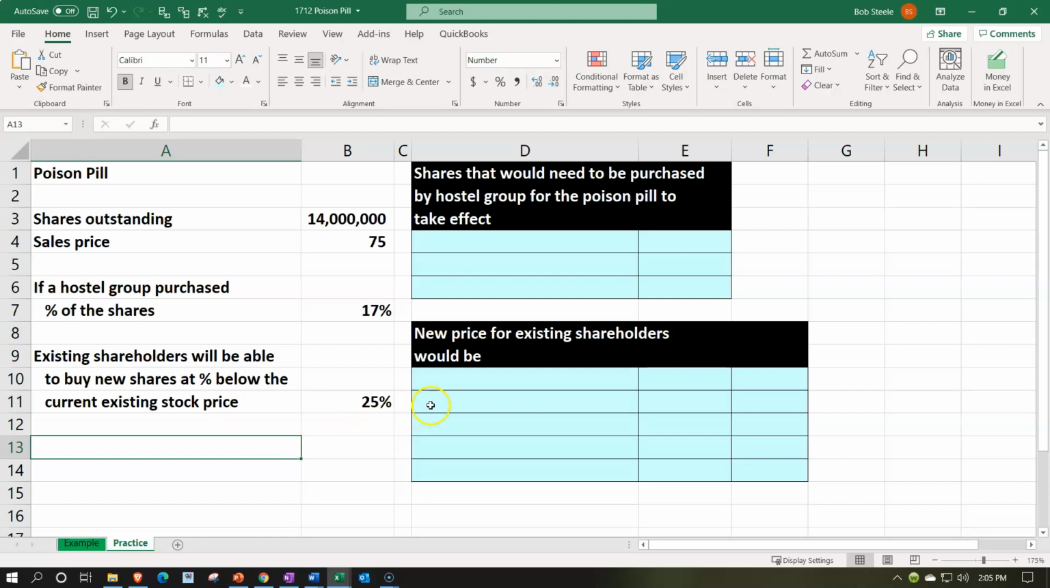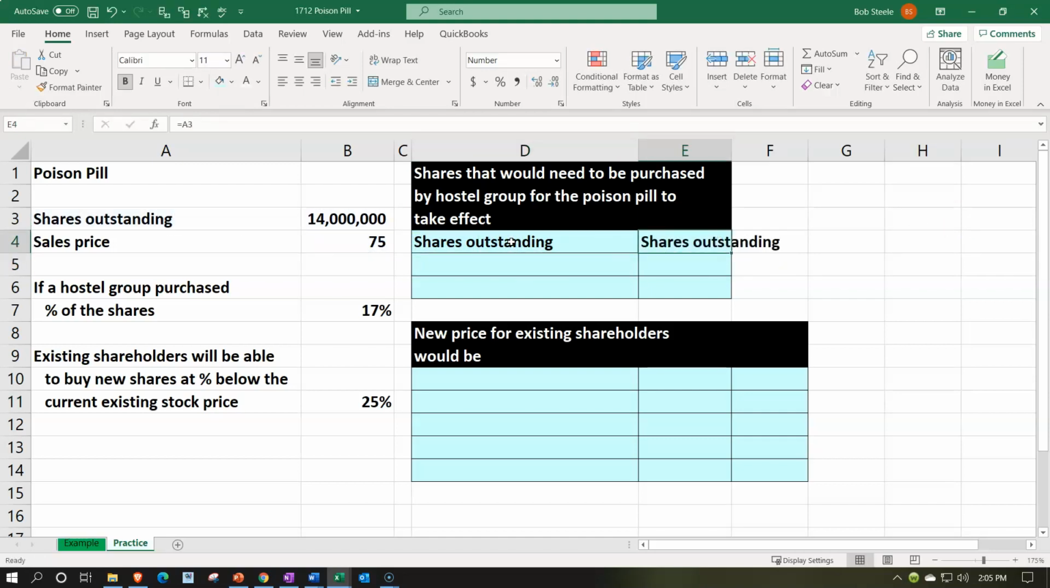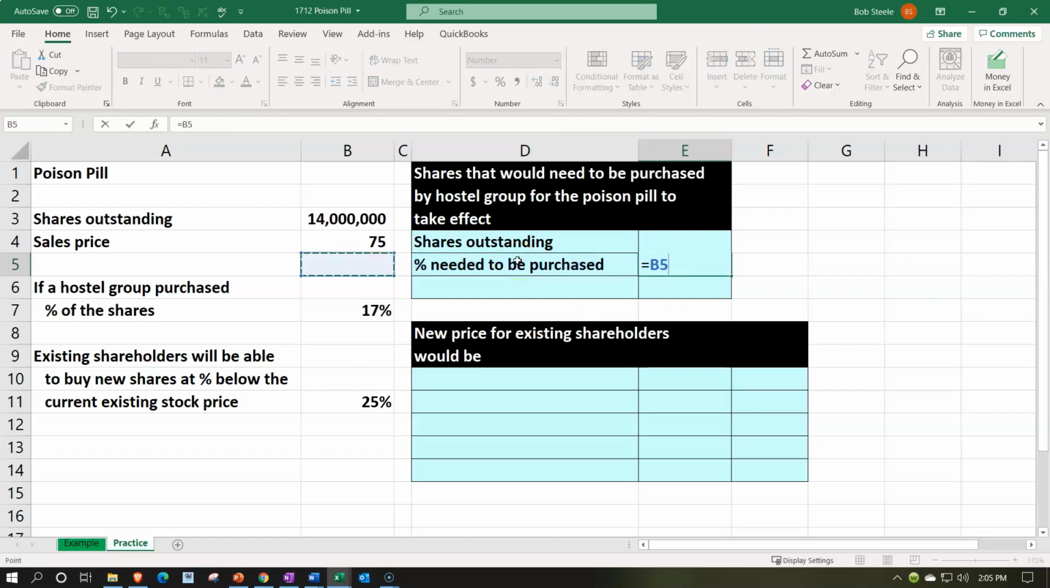So if we were to calculate the shares that would need to be purchased by a hostile group for the poison pill to take effect, how many shares would have to be purchased before this goes into action? So we'd have the shares outstanding. Let's pick up the shares outstanding, equal to the 14 million right there. That's the name, the 14. And then we've got the percent needed to be purchased for the poison pill to take effect.